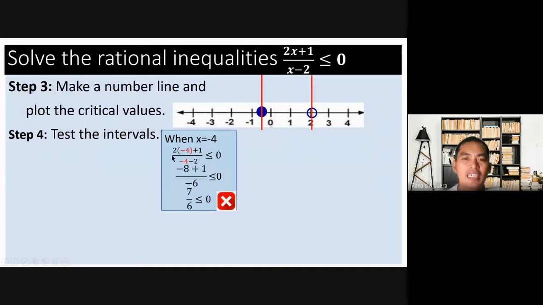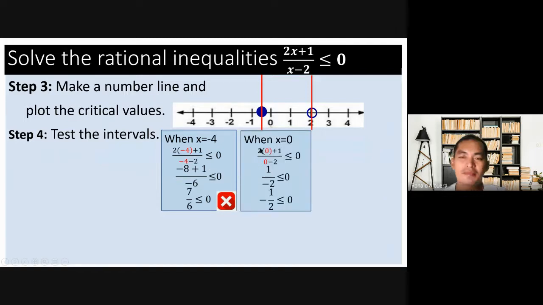No. Okay, take note, when you substitute value, it's better that you use the original equation. So in this case, I did not use the original equation. Supposedly, you use the original equation. So, yun dapat. But you will arrive with the same answer. When x is equal to 0, so we have here 2 times 0 plus 1 all over 0 minus 2. Is that less than or equal to 0? And when we simplify, this is negative 1 half is less than 0, and that is correct.